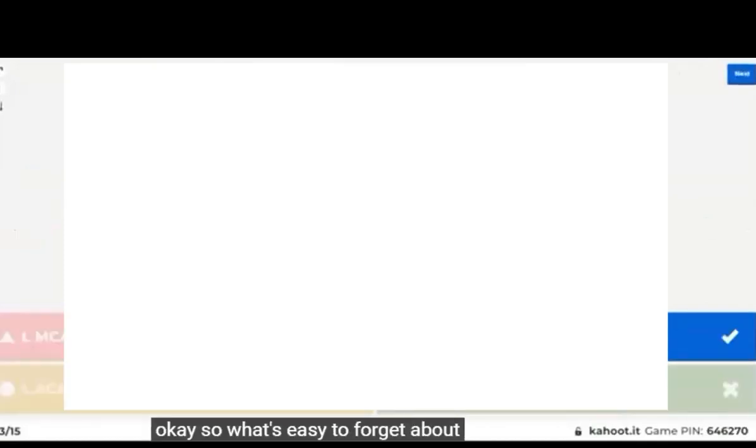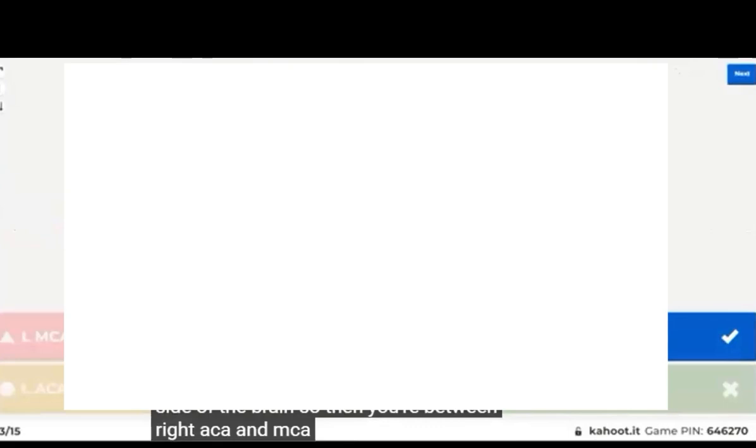So what's easy to forget about? Your left upper extremity would end up being the right side of the brain. So then you're between right ACA and MCA. The MCA is what does the face and the upper extremity. ACA does the lower extremities. It's got to be right MCA. That will return on midterms and finals.